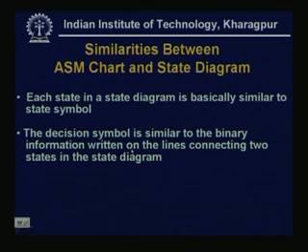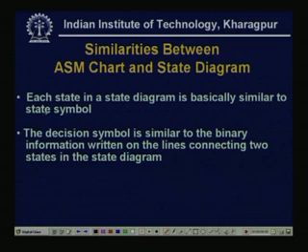Now, what are the similarities between an ASM chart and a state diagram? Each state in a state diagram is basically similar to a state symbol. What we have seen, the state symbol also has a name, just like our state diagram, a logical name. So, a state in a state diagram is nothing but the state symbol, and the decision symbol is similar to the binary information written on the lines connecting two states in the state diagram. Normally, that information, what output it will generate and what value it will transfer, written on the lines connecting two states in the state diagram, is nothing but our decision symbols in an ASM chart. So, these are the similarities.